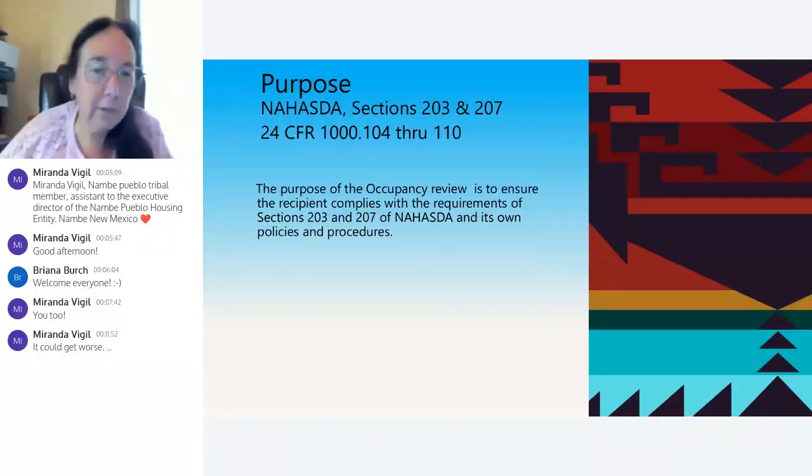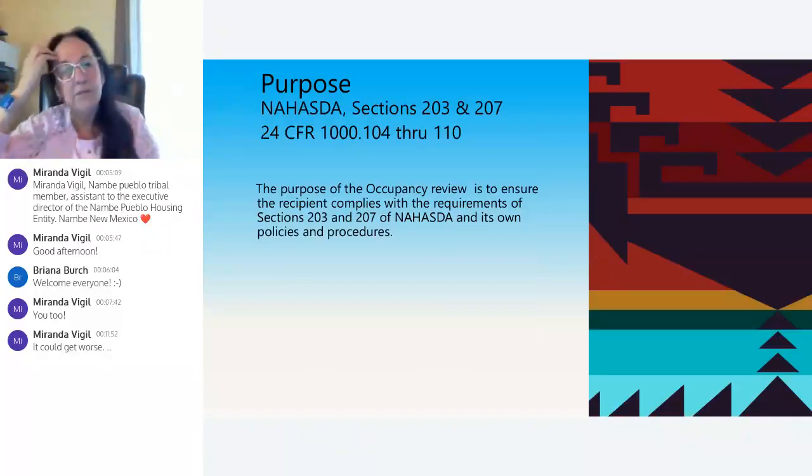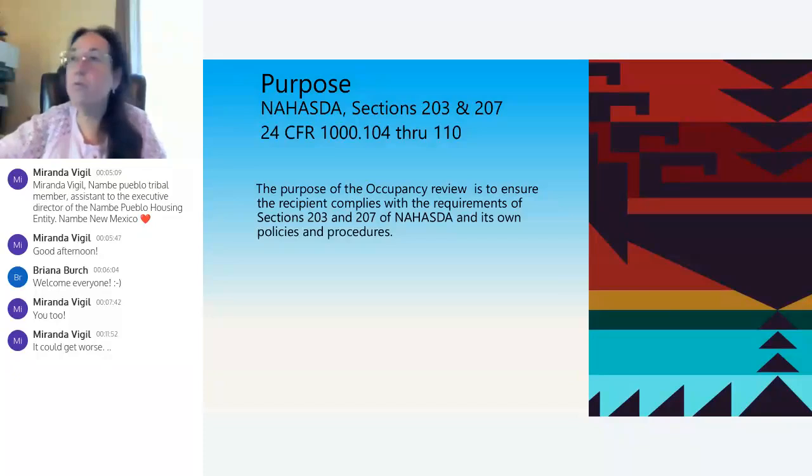So, occupancy review, addressed in 203 and 207 of the NAHASDA statute and at 1104 through 110. The purposes of an occupancy review is to ensure that you as a recipient comply with the requirements of section 203 and 207 of the statute and your own policies and procedures. Sometimes we'll get a finding and it won't be for breaking the federal law. It'll be for not adhering to our own established and adopted policy. Okay.